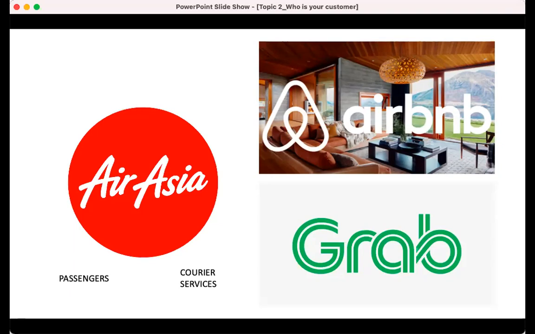All right, now let's move to another example, right? Grab, right? So who do you think are the Grab customers? I'm not talking about GrabFood here, just Grab car, right? So who do you think are the Grab customers?